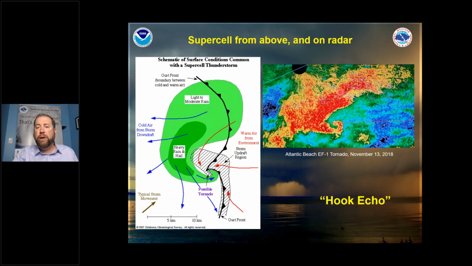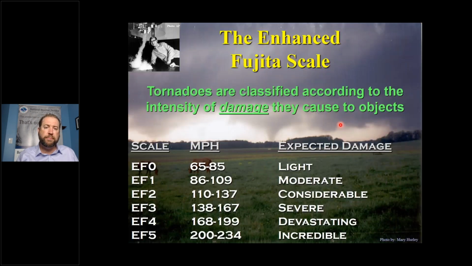And on radar, we can see a supercell. On the left is the diagram, what it would look like in a textbook. And this is Atlantic Beach just a couple years ago. Again, this hook shape is the reflectivity. It's the rain wrapping around the circulation. So things in Mother Nature don't happen just haphazardly. This is an indication of the storm really spinning up.